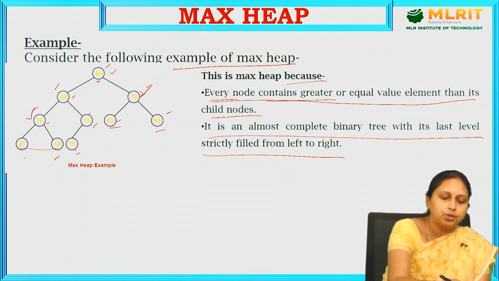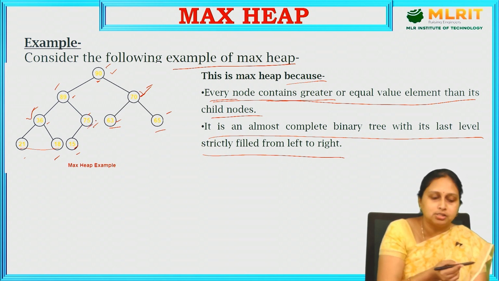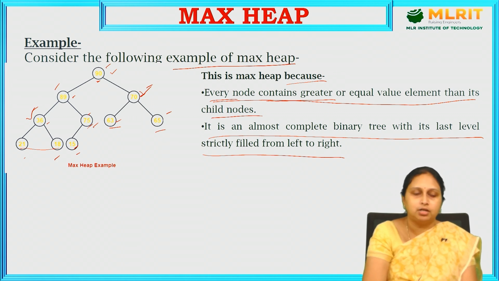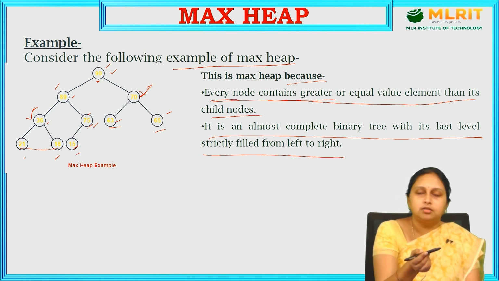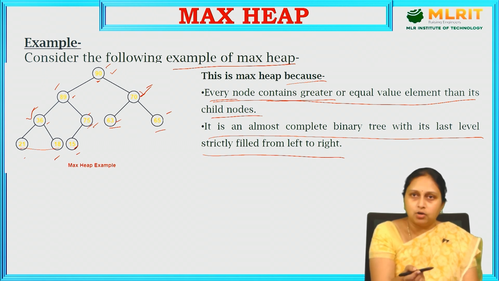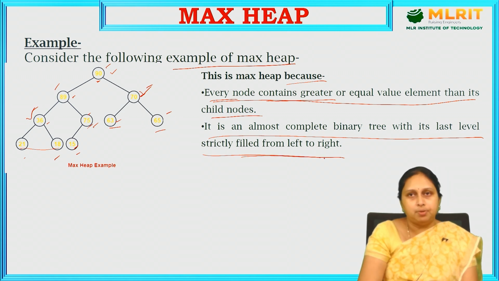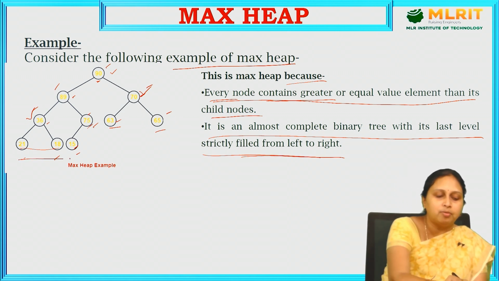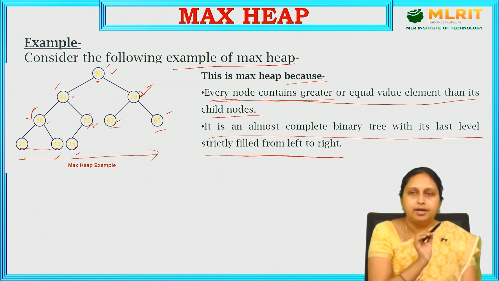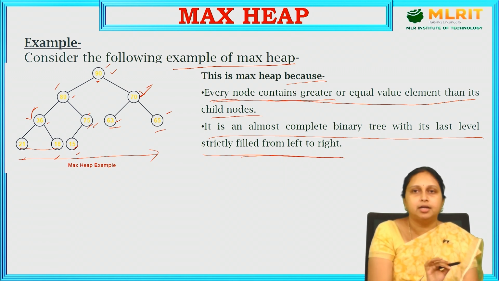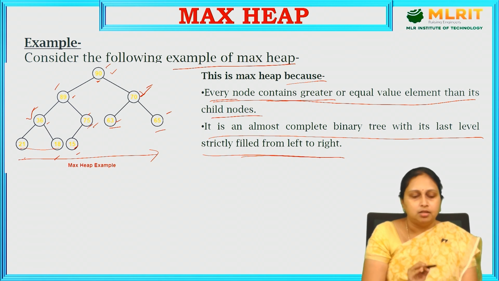If I take 15 and every node is 75, 75 is greatest, right? If I compare every node, the root node or parent node must be the larger one compared with the child nodes, okay? And one more, it must be an almost complete binary tree. It has to fill from left to right, level-wise filling, and it should start from the left onwards and end up at the right. This is a max heap.